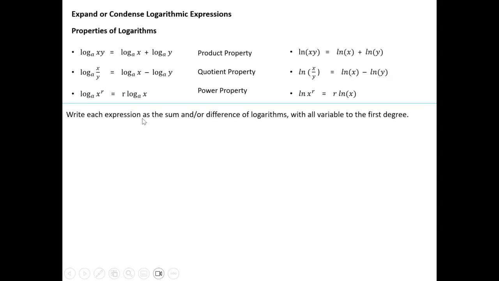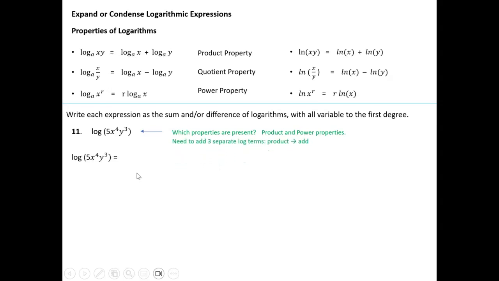So example, write each expression as a sum or difference of logarithms with all variables to the first degree. Like I tell my students here, we're going to go from single log to expanded log. Here we're going to count how many numbers or variables we have. So there's 3 of them. But here we're using just the product property. Okay, so now we're going to separate them.